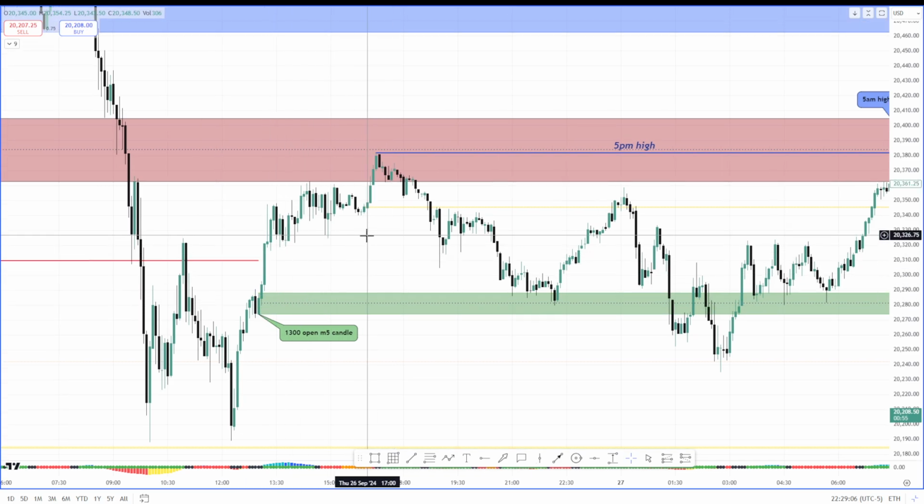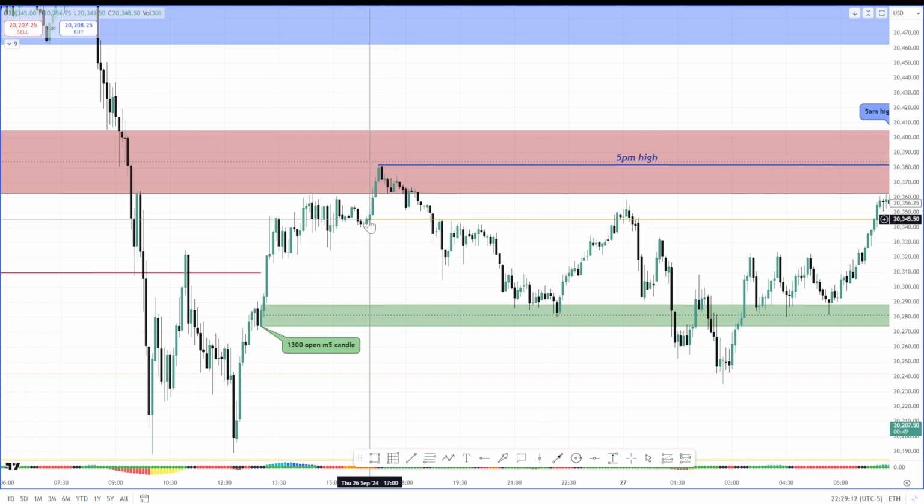So then we have 5 p.m. opens up right here, as you can see, the new day opening gap. We manipulate up, and looks like we tap this devil's mark. Yep. Clear that, and then we begin a move back down. And we have some unbalanced area right here, so we slowly balance this area.